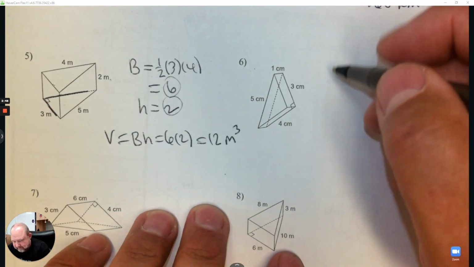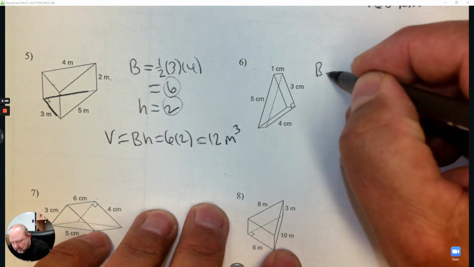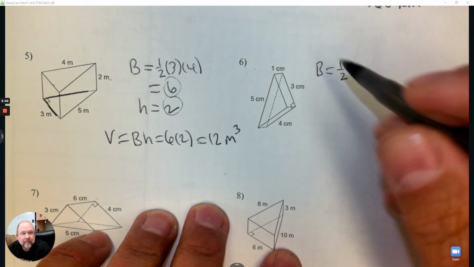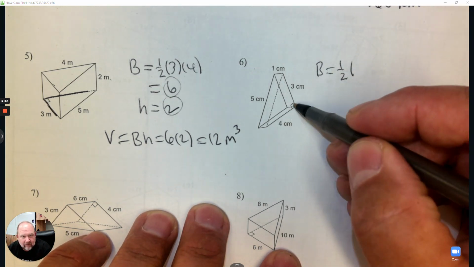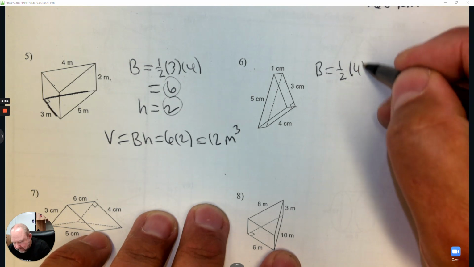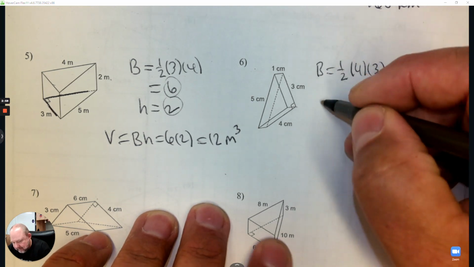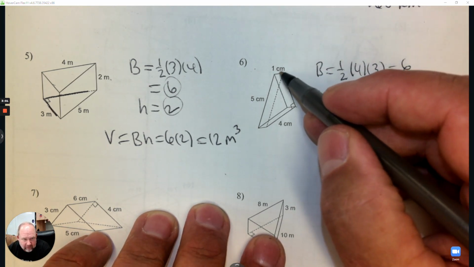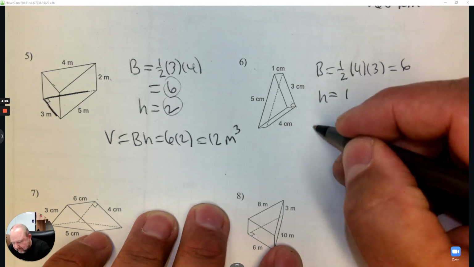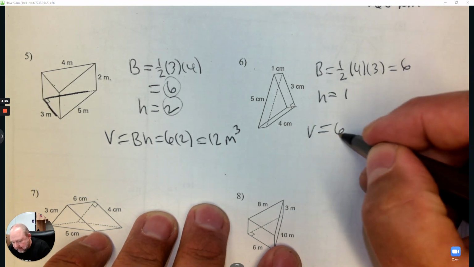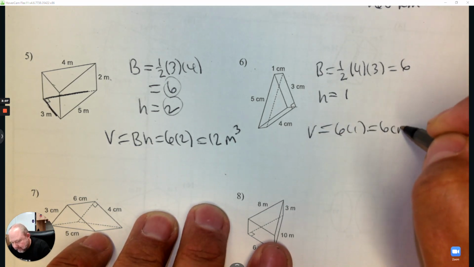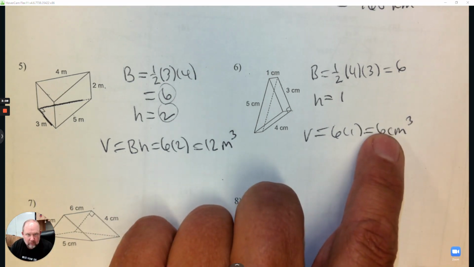Number 6. So again, I need to find the area of one base. So that's the triangle again. Look at what makes the L. That's 4 and 3 again. And then the height of it, what's the distance between the two triangles? It's 1. So the volume is to multiply those two numbers together, and then the letters, and then it's cubed.